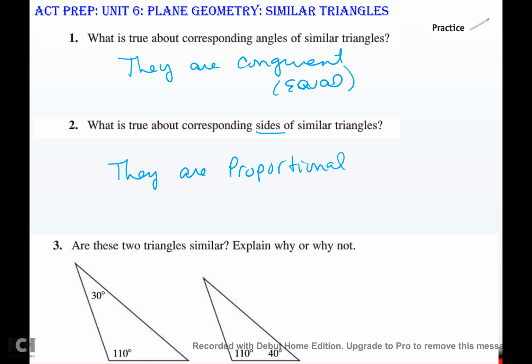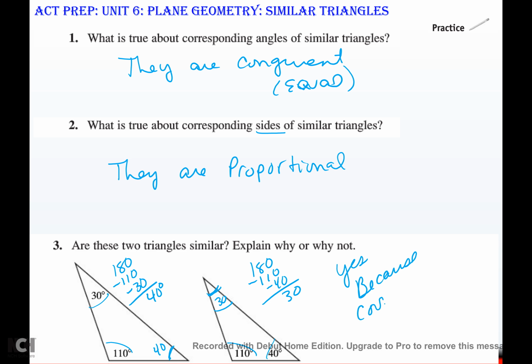Well, if the angles are equal, then I know that the triangles are similar. So if I find the missing angle here, which would be 180, take away 110, take away 30, which leaves 40 degrees. If I find the missing angle here, that's going to be 180 minus 110 minus 40, which is 30. And you can see that corresponding angles are equal. So yes, these are similar triangles because corresponding angles are equal. Okay?